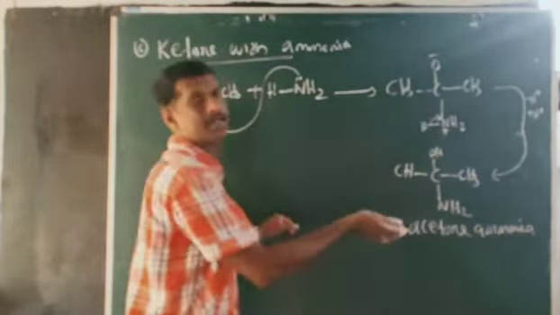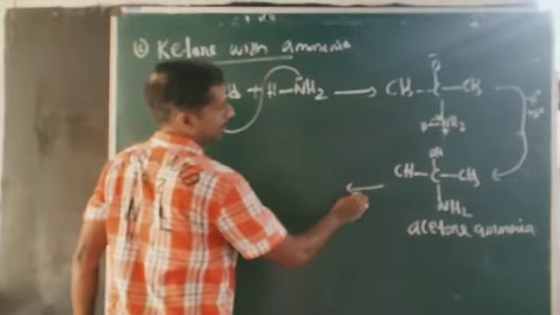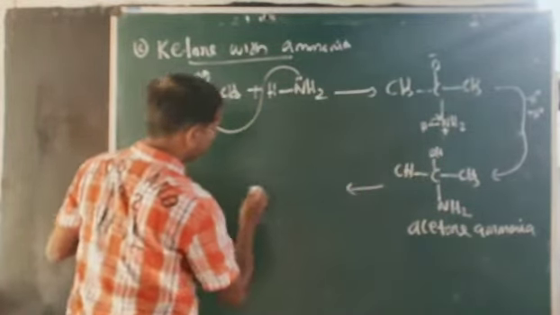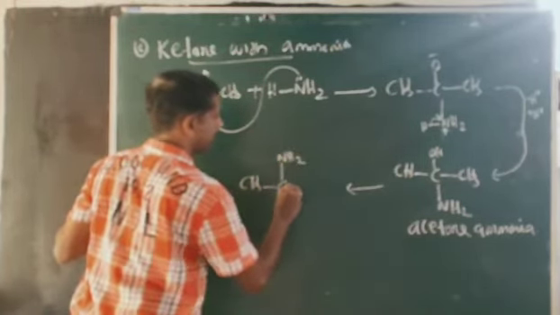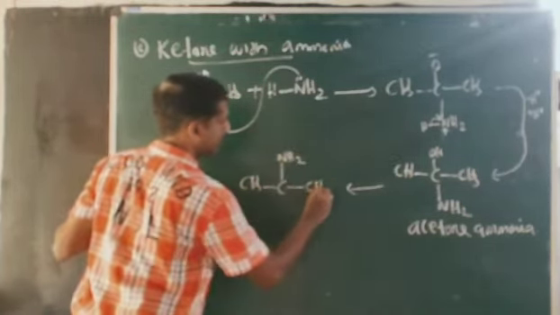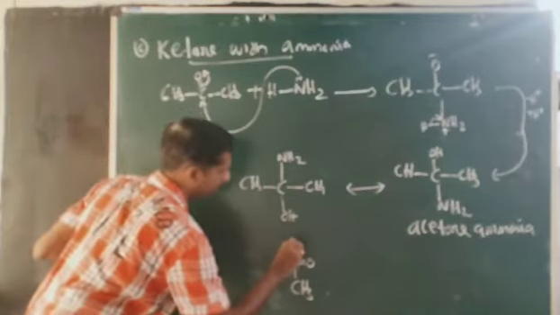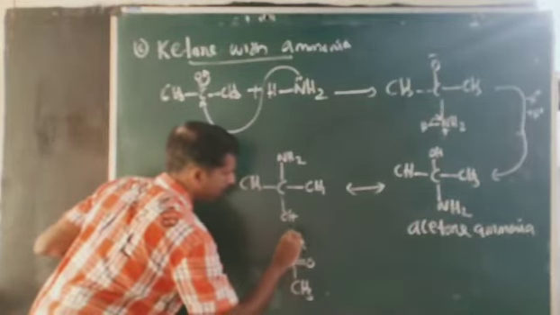And in the next step, what will happen? Same thing I am writing. CH3, C, here I am writing NH2, and here CH3, and this OH I am writing down. Now I am taking another molecule of ketone. Look at here, CH3, CO, CH, and the next CH3 can be written as CH2H.